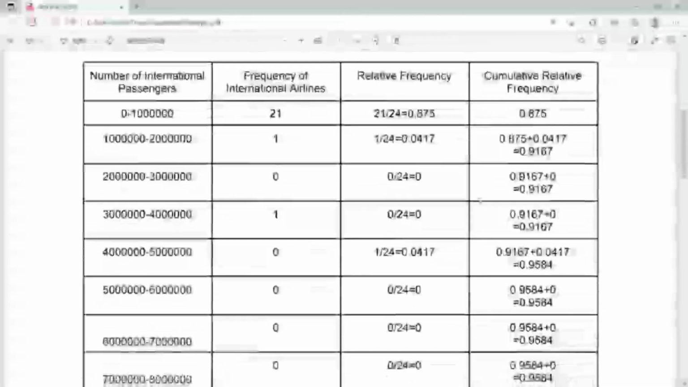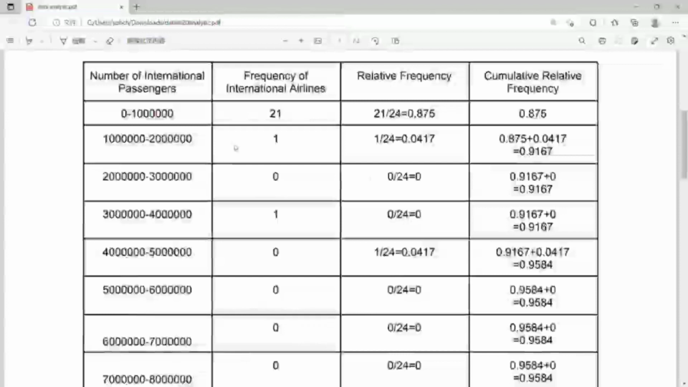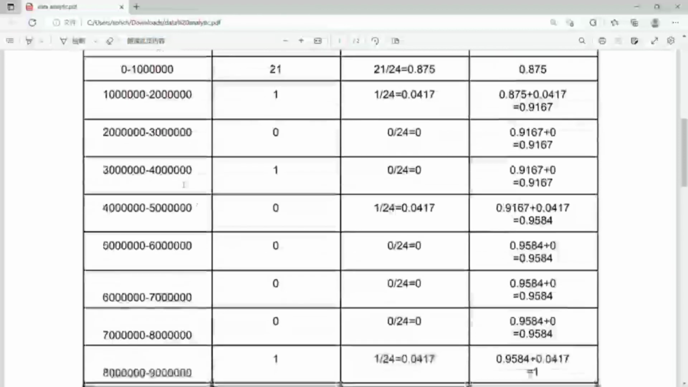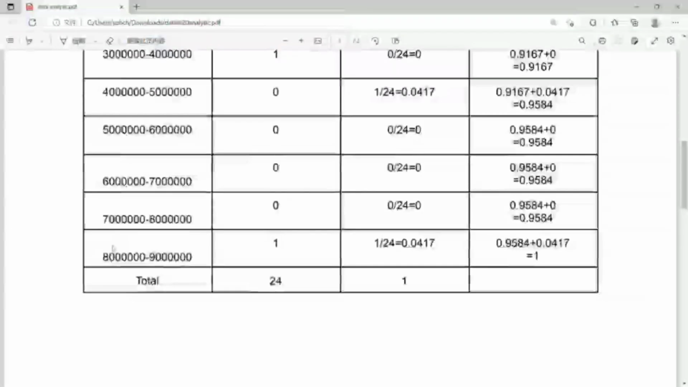So next is the international airline table. We can know that for 0 to 1 million passengers the frequency is 21. 1 million to 2 million is 1. Then the same with 3 million to 4 million and 8 million to 9 million. The total is also 24.